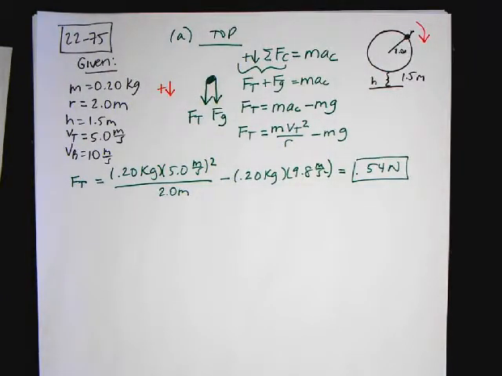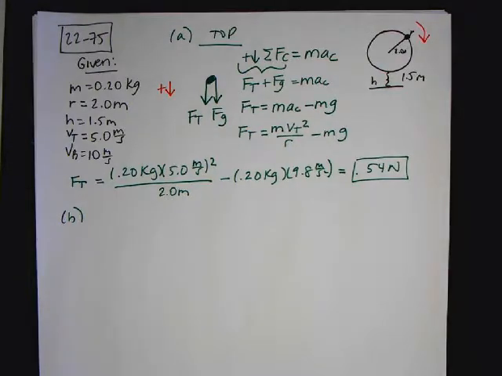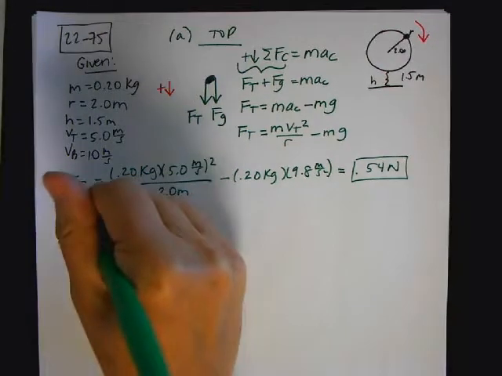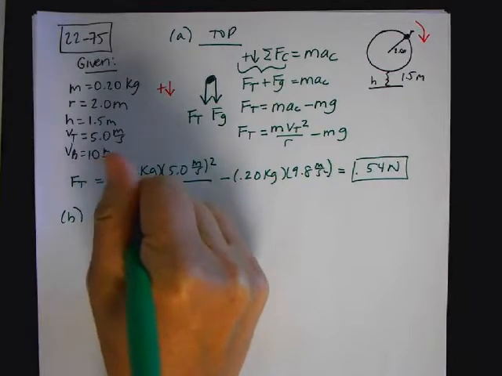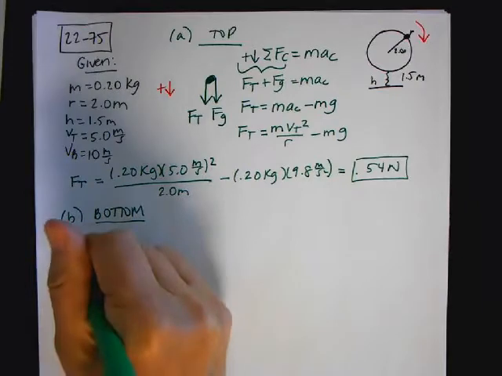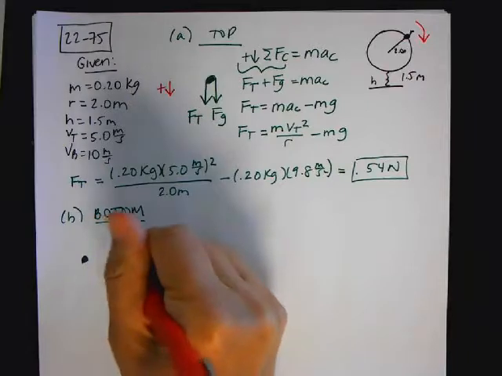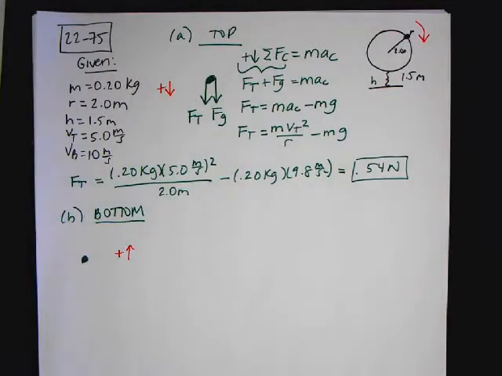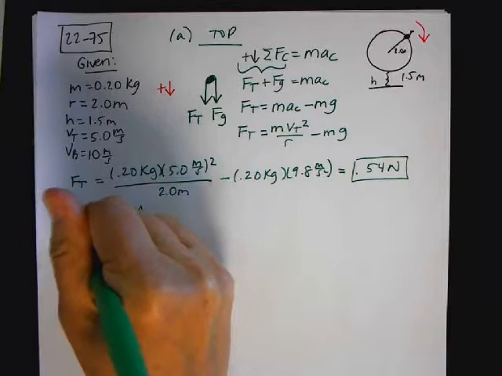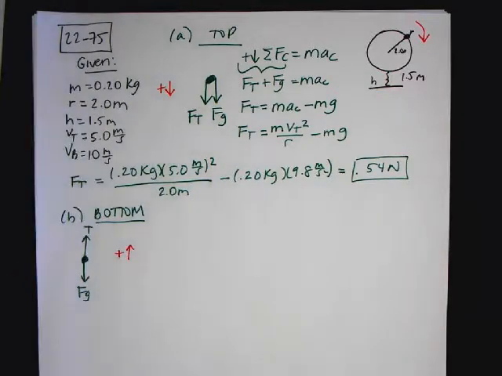All right, now we're going to do part B. So for part B, it says determine the tension at the bottom. So at the bottom, again, I have to draw my free body diagram. So over here, now the centripetal force is acting up, so I'm just going to show right here that up is positive. I'm going to draw my tension, and I'm going to draw my weight. And again, these aren't to scale because I'm just using this to help me for my summing forces.